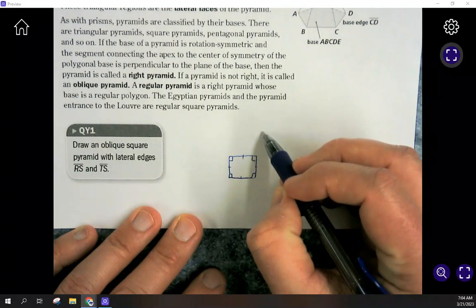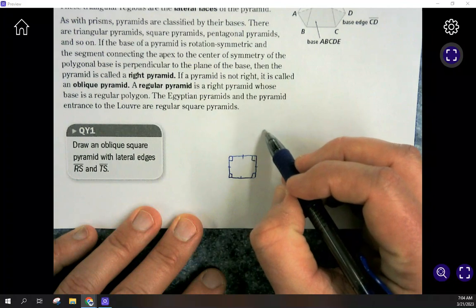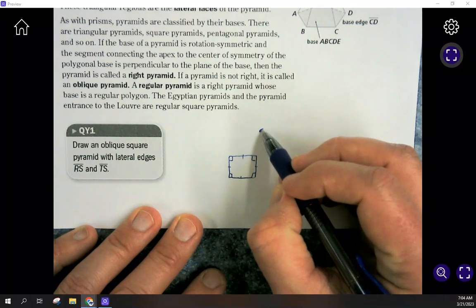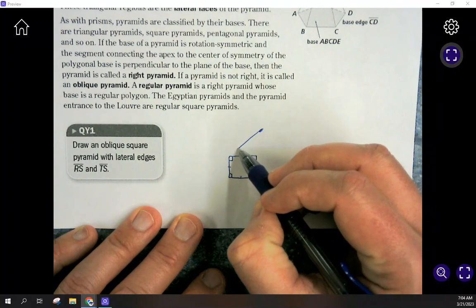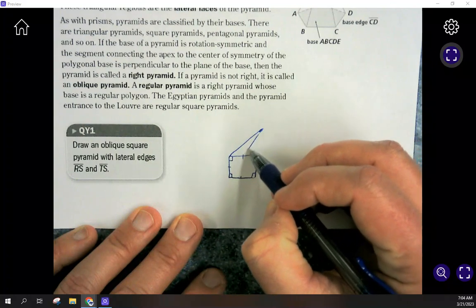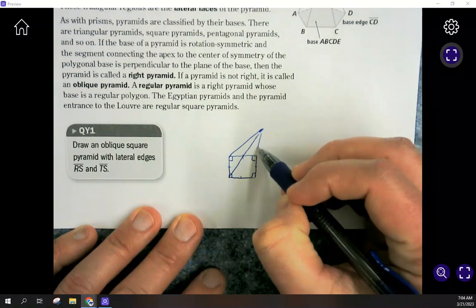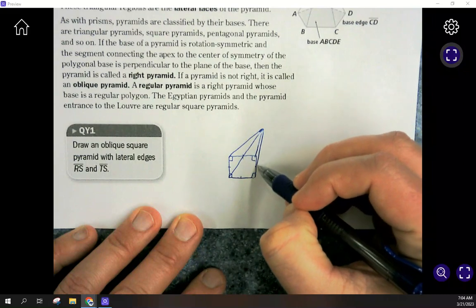So let's just pick an apex that's out here somewhere. So it's going to make it lean a little bit. And we're just going to draw the lateral edge to each one of these.